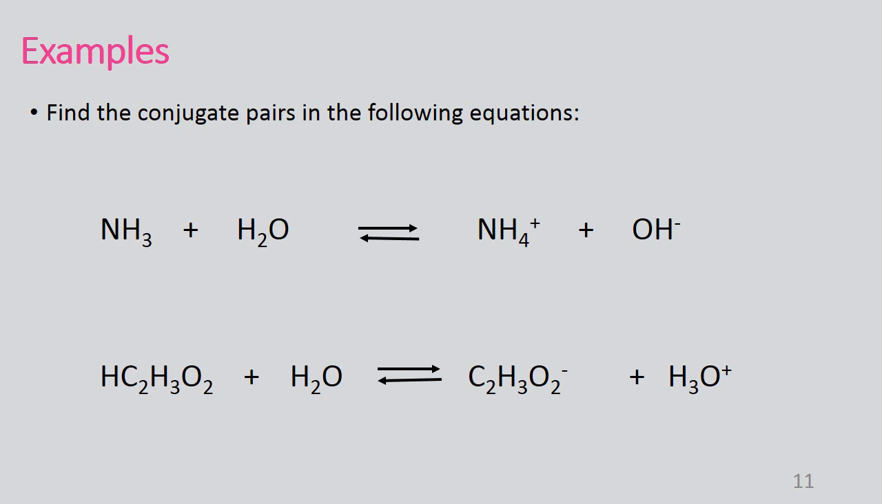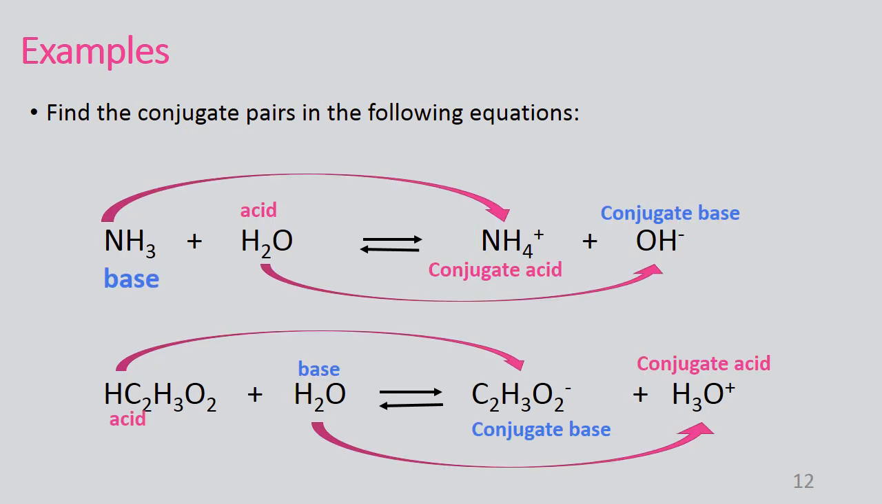In the second example, C2H3O2, which is acetic acid, becomes C2H3O2 negative. It's just lost an H+. And then H2O has become H3O+. So those are conjugates of each other. So there you can see it. And of course, the base is the thing that gains the H, and an acid is the thing that loses the H, that donates an H.